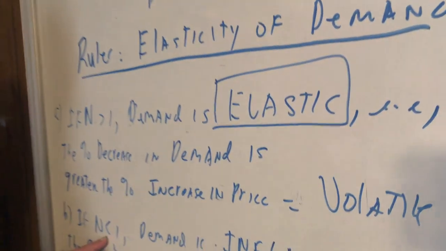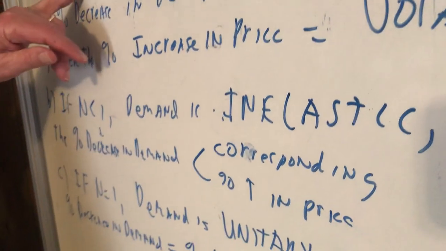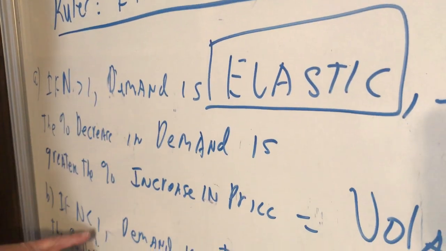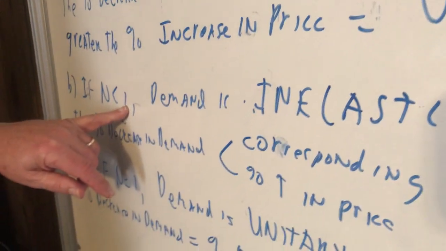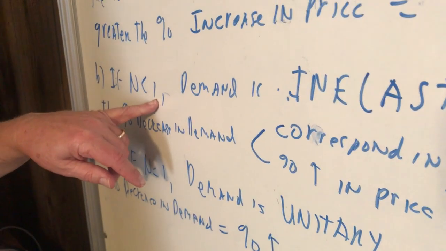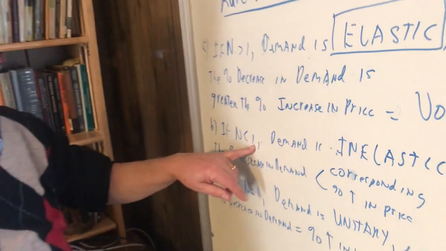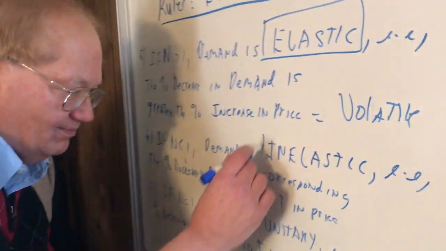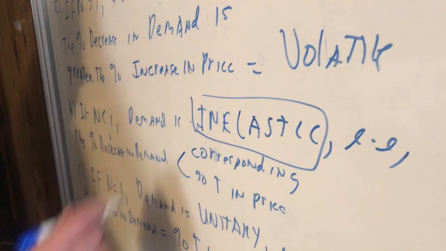Now suppose N is less than 1. This is not 0. One of the most common mistakes here is to think this is a 0. This is less than 1. Now, hint, 0.54 is less than 1, so it's not 0. Here, demand is inelastic. What does that mean?